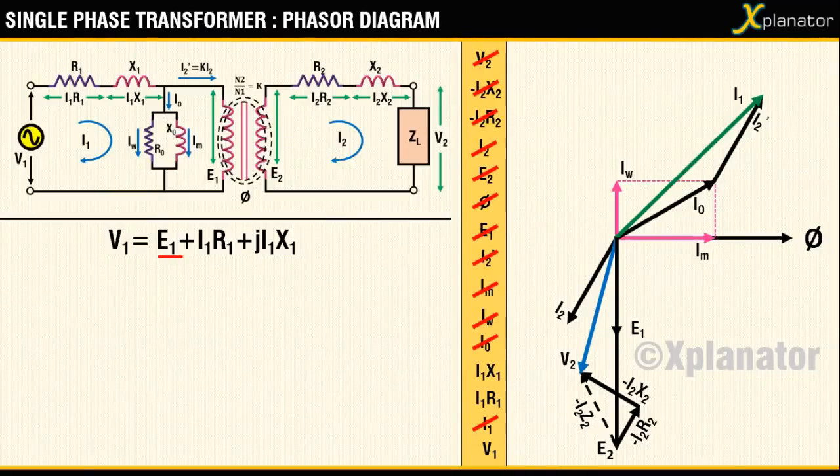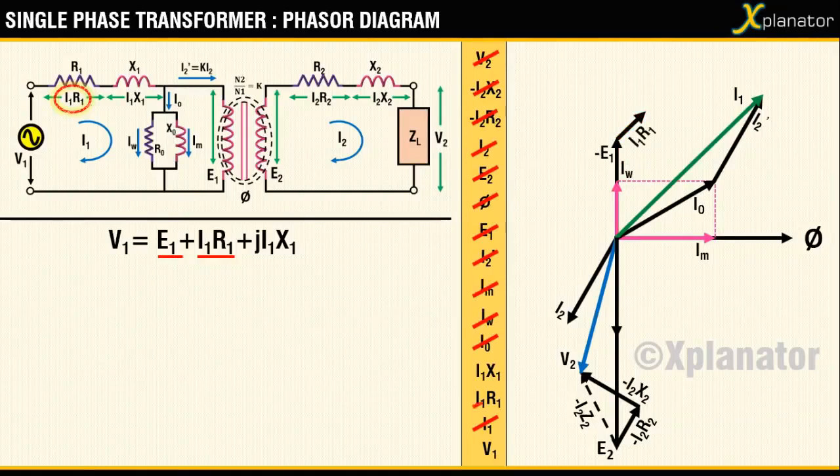For now, the tweak is that you take E1 and shift it upwards. When you do this, you have E1 with a negative sign. The magnitude of E1 remains the same. The next term in the equation is I1R1. It is a resistive drop, hence it will be in phase with I1. Shift it and add it to minus E1.